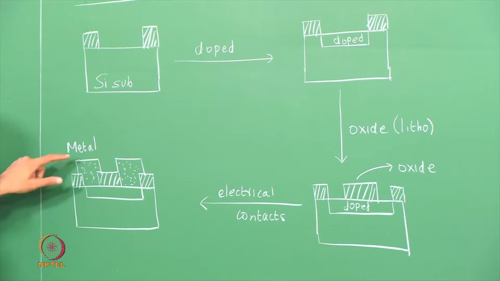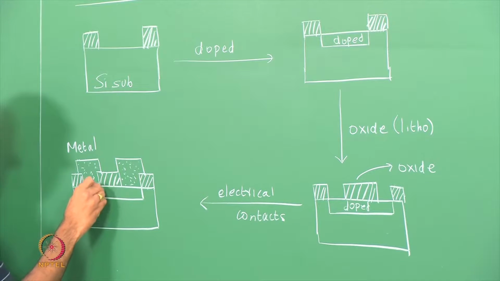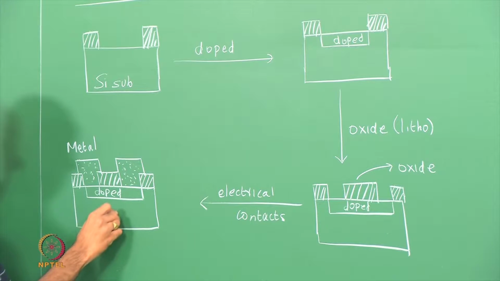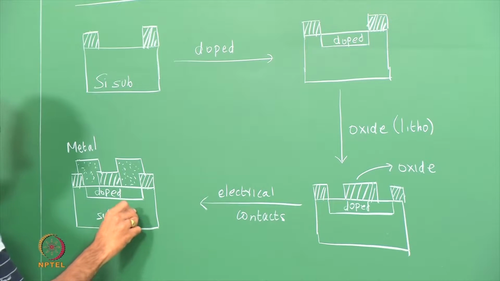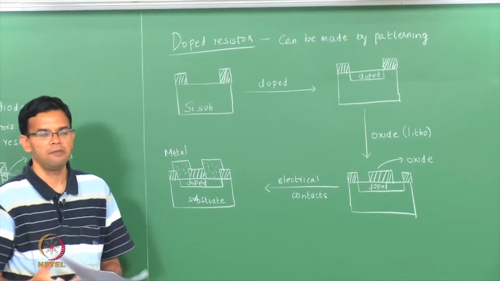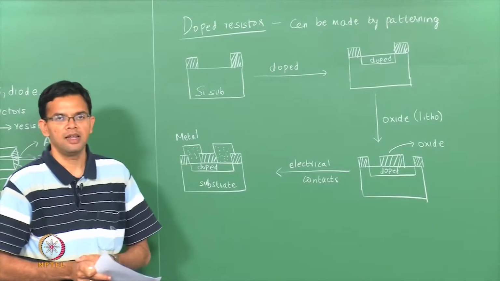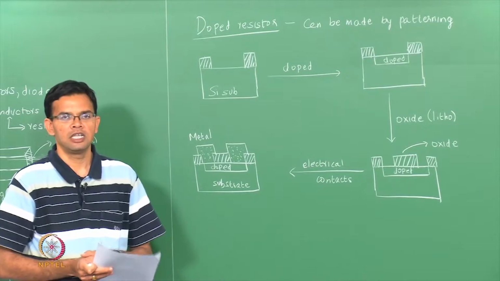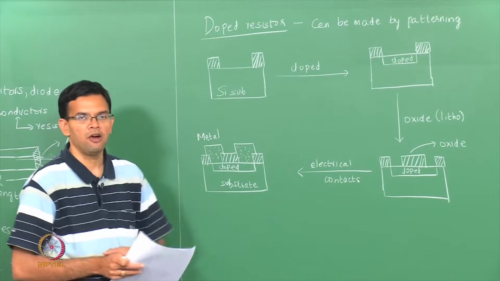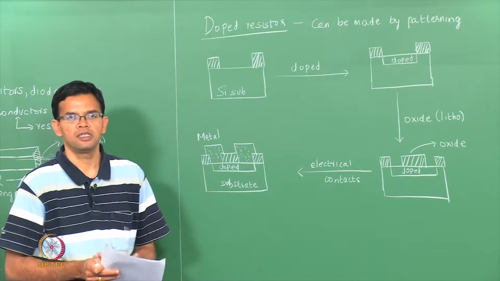So, you could pass current from one region through the doped region, which is your resistor, that is your substrate, and through the other. The oxide layer helps in creating an isolation between the two metals, so that there is no electrical shorting. So, this is a simple way of fabricating a doped resistor.